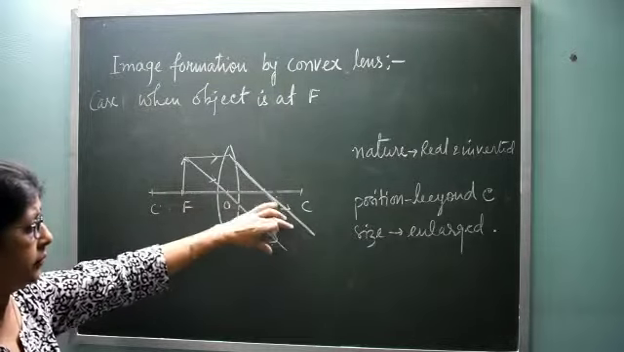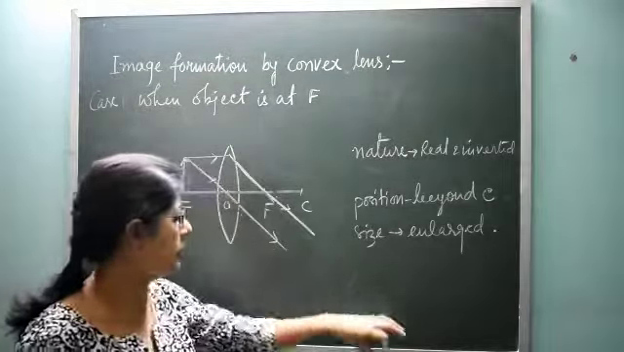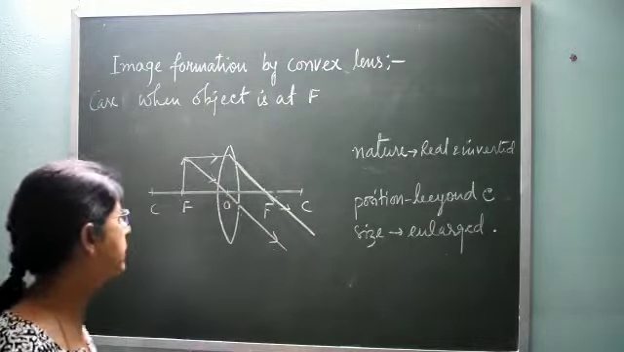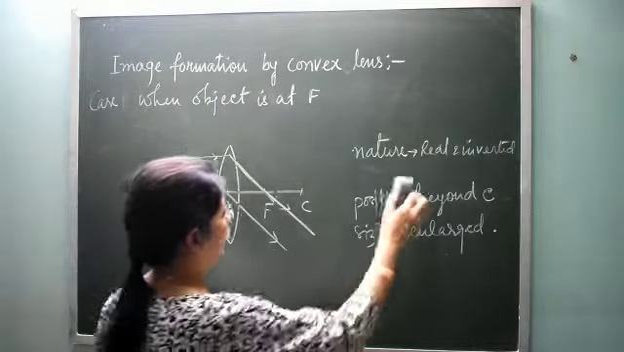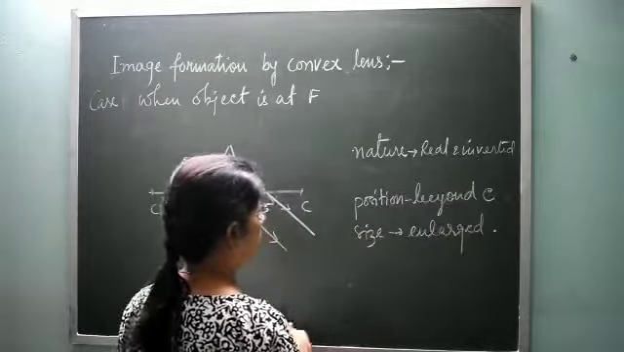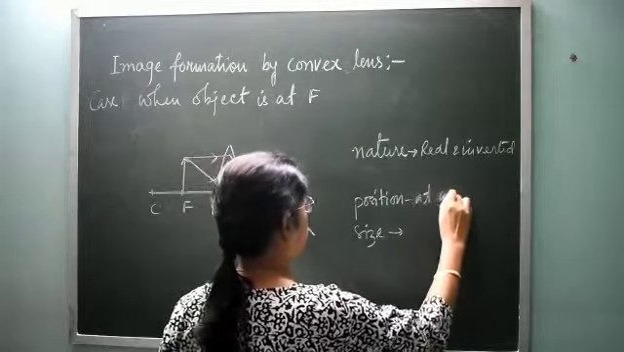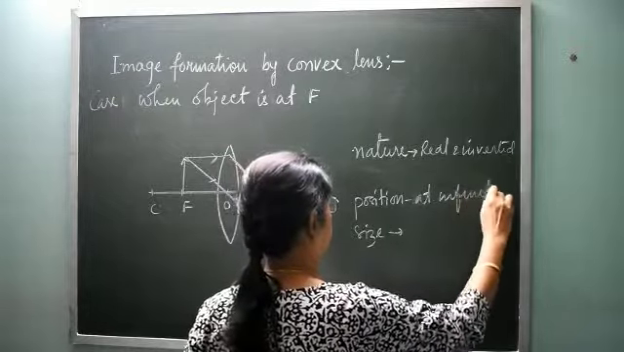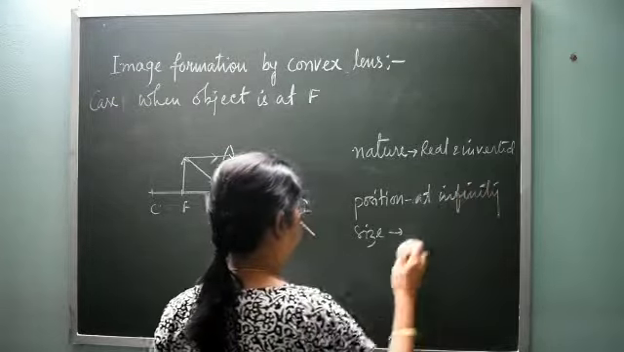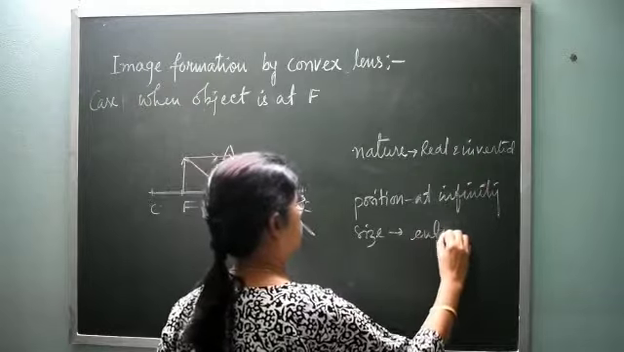These parallel rays, if you are going to draw on this side, they may meet at infinity. Therefore, similarly, the image will be real and inverted, the position will be at infinity, and the size will be enlarged.